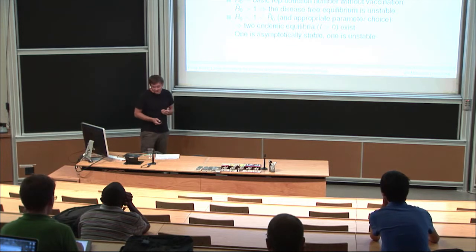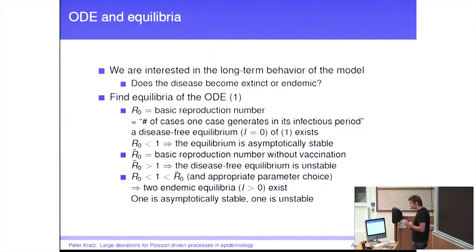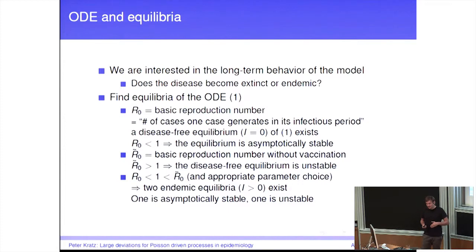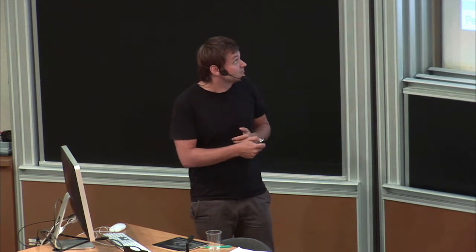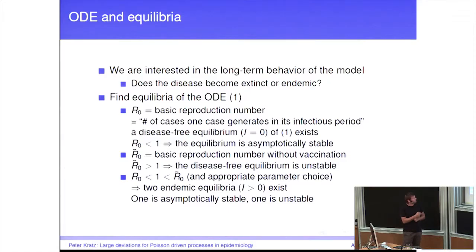Okay, what are we interested in? So we're interested in the long-term behavior of the epidemic. We're interested in whether in the long run the disease becomes extinct or whether it becomes endemic, meaning that either at the end there are no more infectives, or there is a more or less constant level of infectives in the population that doesn't change very much. So for that we need to find the equilibria, the equilibrium points of the ODE.